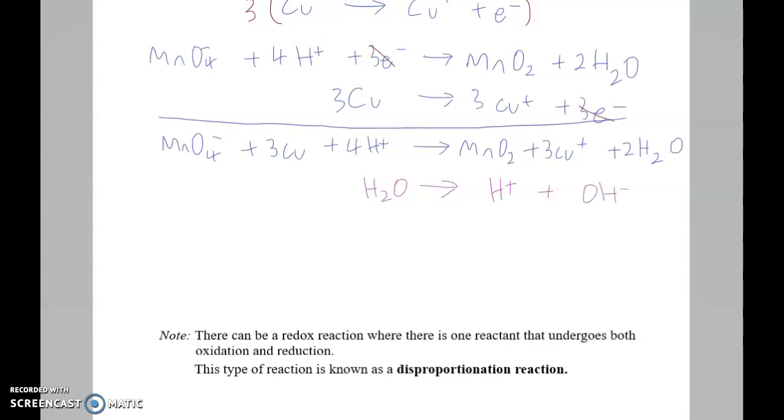So there are 4 hydrogen atoms here, so we must have 4 here. And to balance out the equation, you must balance out the water. Then you cancel out the common species. So cancel out the hydrogen atoms. The water on the right is canceled out.